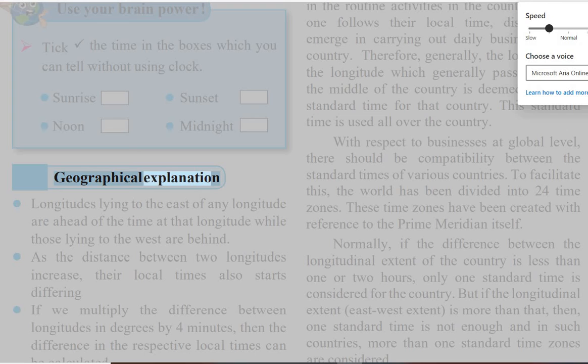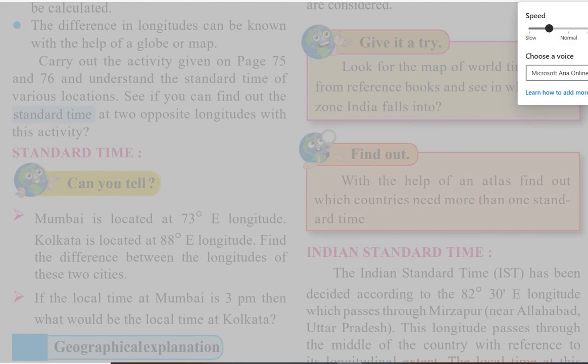Geographical explanation. Longitudes lying to the east of any longitude are ahead of the time at that longitude, while those lying to the west are behind. As the distance between two longitudes increases, their local times also start differing. If we multiply the difference between longitudes in degrees by 4 minutes, then the difference in the respective local times can be calculated.